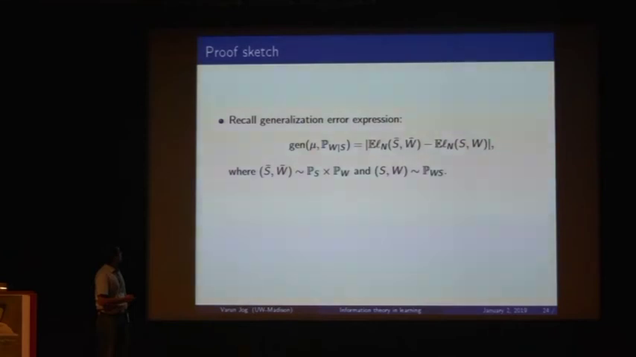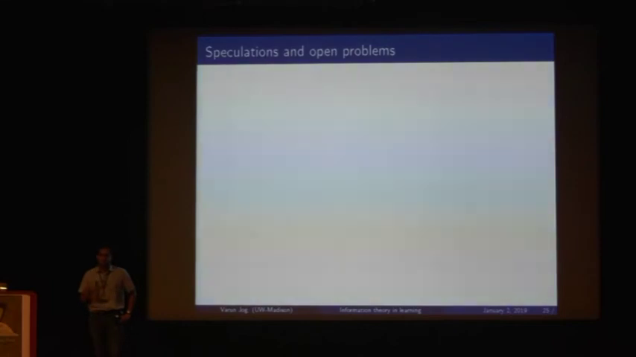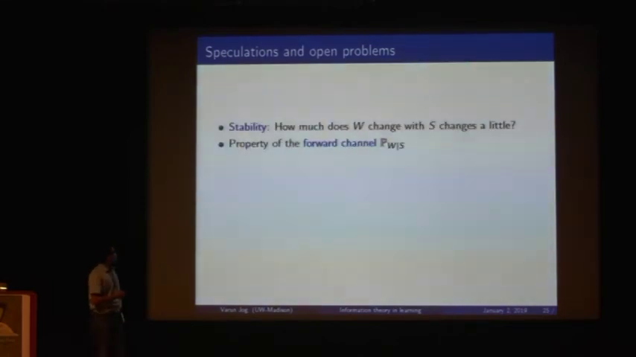Okay. So I will skip the proof sketch and directly jump to some speculations and open problems. One is that this idea of stability that I said earlier is kind of related to the forward channel. It is asking the question, if you change your input a little bit, how much does the output change? Whereas our bounds for the generalization error are somehow in terms of the reverse channel. So it's saying if you want to solve this reverse problem of guessing the points from the curve, how stable is the reverse channel, and that gives you generalization error bounds.